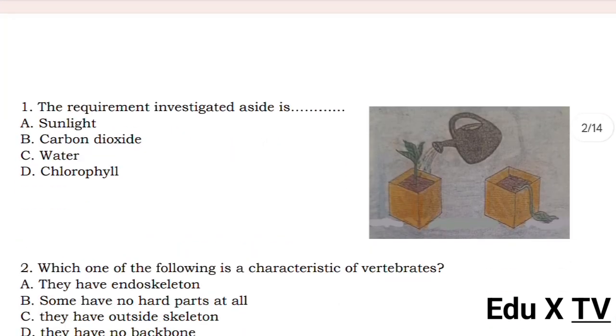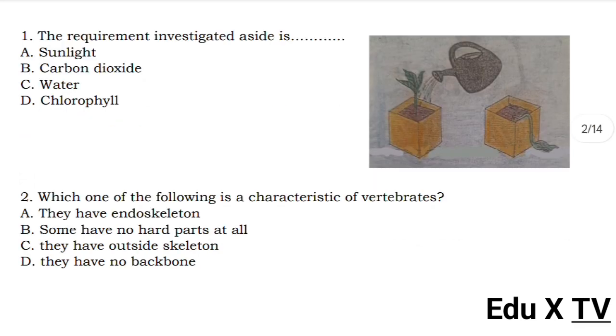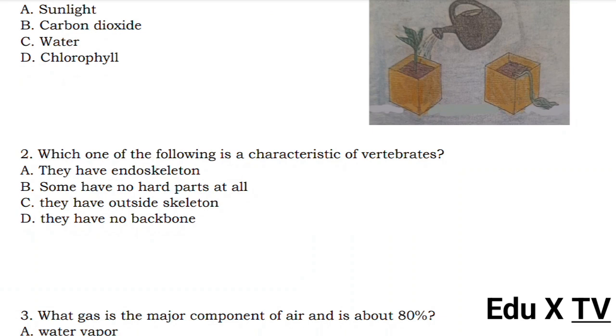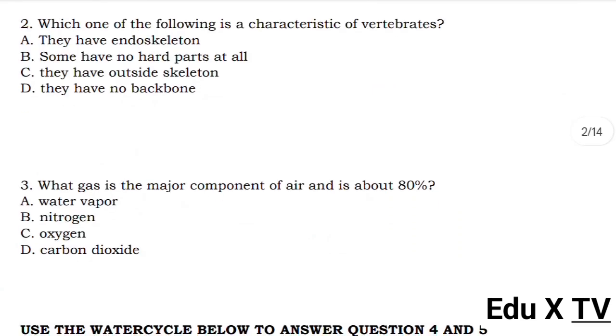Number 1, the requirement investigated aside is... Answer C. Number 2, which one of the following is a characteristic of vertebrates? Answer A. Number 3, what gas is the major component of air and it is about 80%? Answer B.